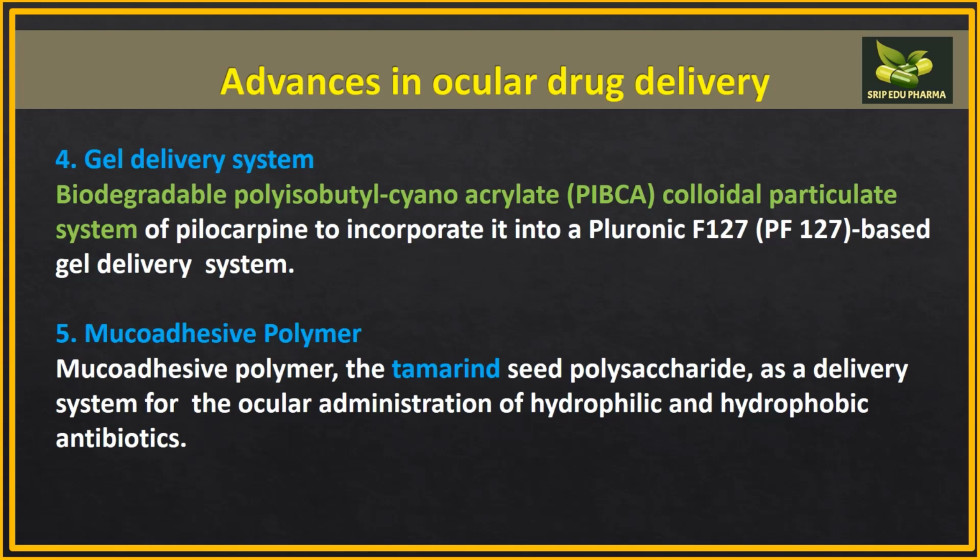The next is mucoadhesive polymer. We have seen that mucoadhesive polymers are also used for ocular drug delivery. For example, the tamarind seed polysaccharide is used as a delivery system for the ocular administration of hydrophilic and hydrophobic antibiotics. So mucoadhesion is also a way of ocular drug delivery.